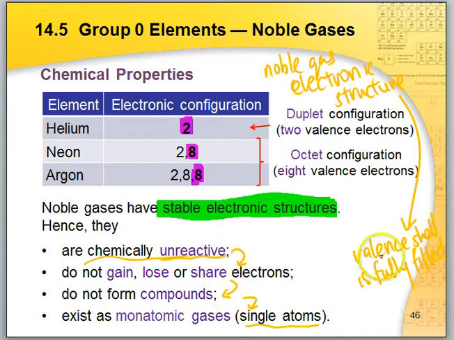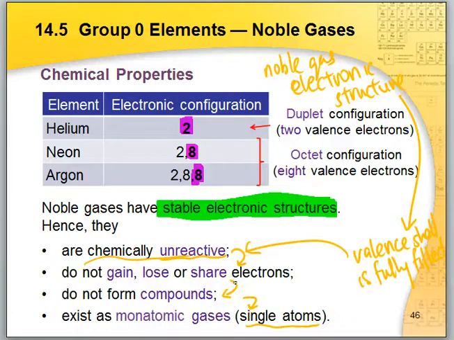Unreactive because why? They have the valence shell fully filled. The valence shell being fully filled means they're unreactive, which means that they will not lose, gain, or share electrons, which means that they do not form compounds, which means they exist as monatomic gases. So noble gases are generally boring.